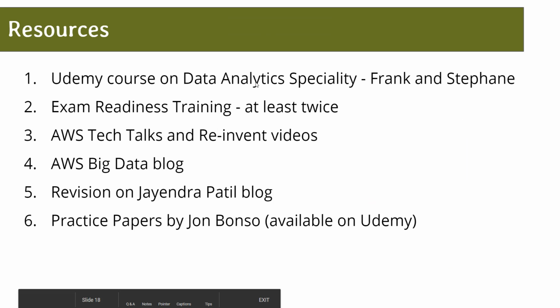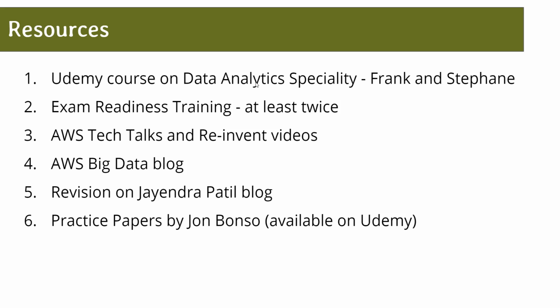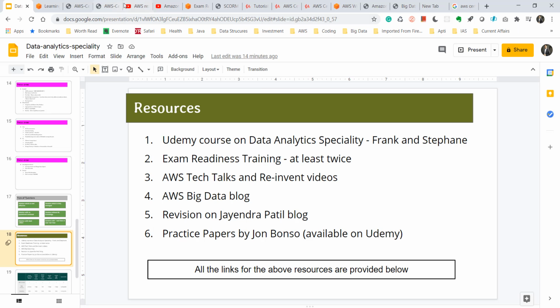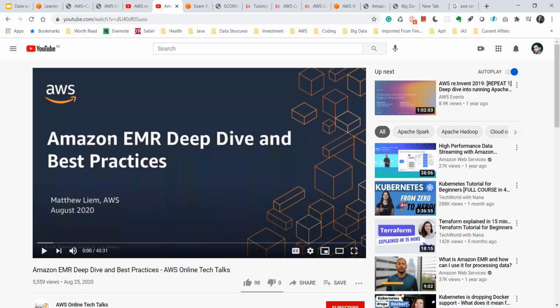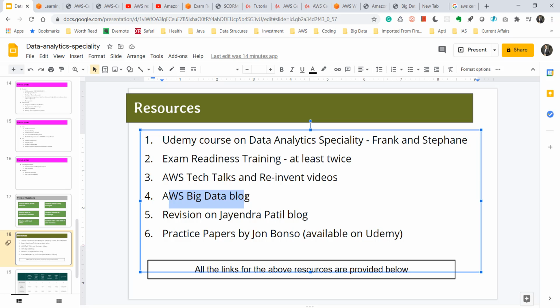Then the third one is AWS Tech Talks and re:Invent videos. These are very helpful. Especially I covered 2 videos that I'll be sharing with you. The first one is Redshift and second one is EMR. So I think these 2 videos are better than any other resource available on Redshift and EMR. I'll show you these 2 YouTube links. You can see this one, re:Invent 2019 Deep Dive and Best Practices of Redshift, and this one, EMR Deep Dive and Best Practices.